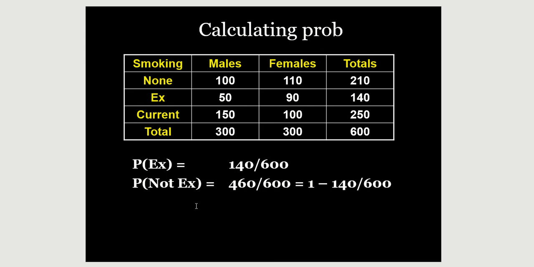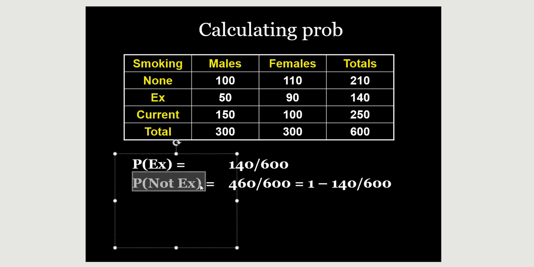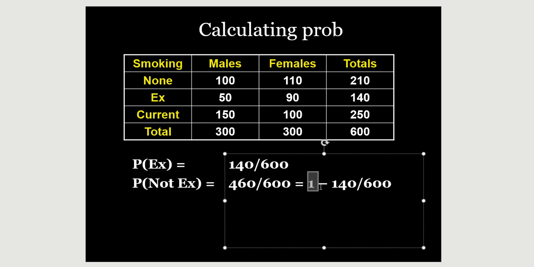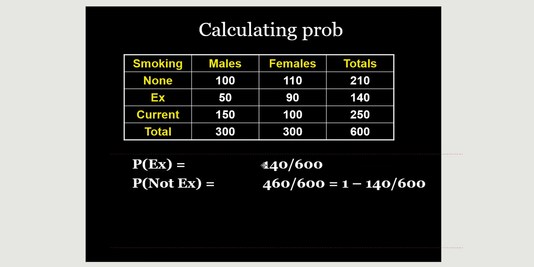Okay, more examples. What is the probability of ex-smoker? So you look at the table and you notice that the total ex-smoker is 140, and therefore it's 140 over the total, which is 600. However, if I ask what's the probability of not ex-smoker, meaning the complement of ex-smoker, since you already calculated the probability of ex-smoker, then in that particular example, you can do, knowing that these two will add up to 1, 1 minus the 140 over 600.